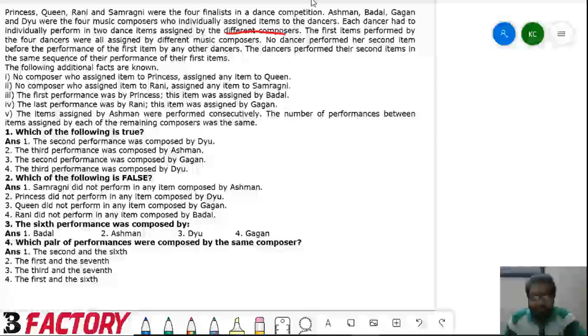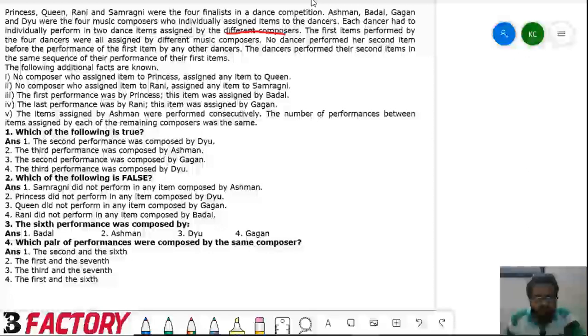No dancer performed her second item before the performance of the first item by any other dancer. So they will perform the first act in whatever sequence, and then once everyone is done, anyone can start the second dance. The dancers performed their second items in the same sequence as the performance of the first item. So that makes our case a bit easy.